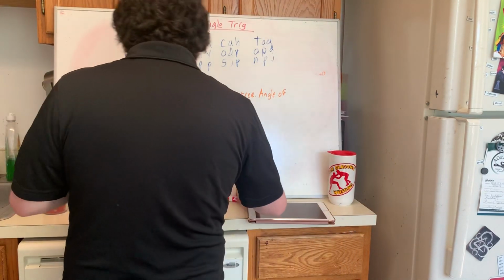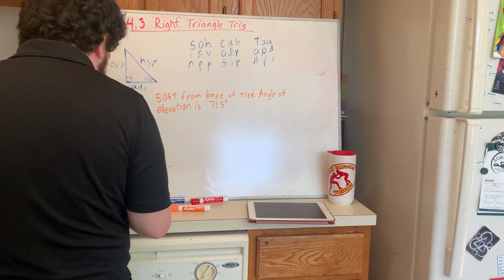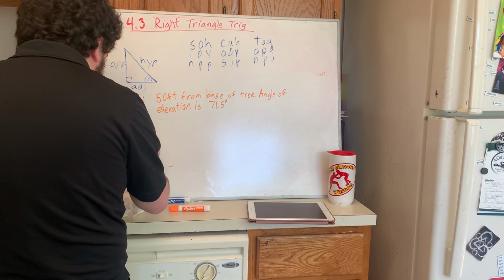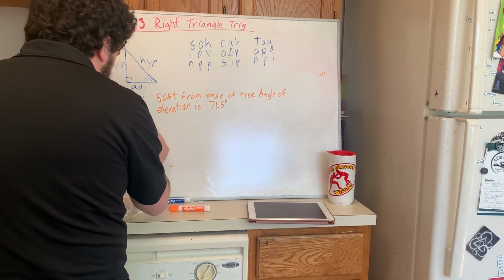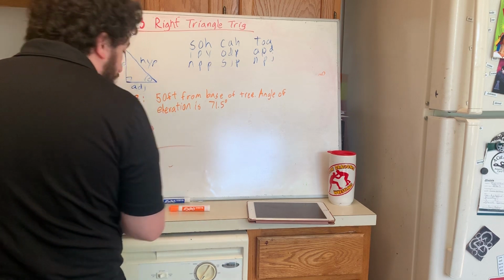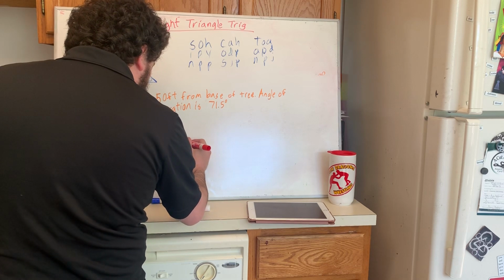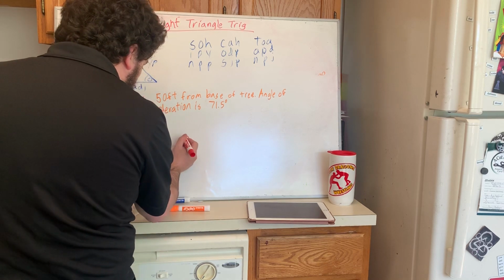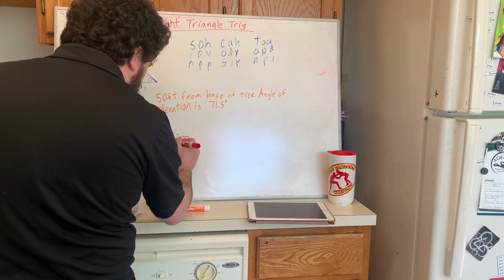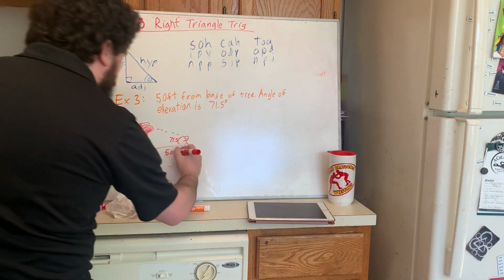So with this, I'm going to use this brighter red marker. Have a tree over here. Your picture does not have to be great. As you can see, I'm not much of an artist, but that's okay. Got my little stick figure guy over here. I know he's looking up at a 71.5 degree angle, and I know it's 50 feet right here.